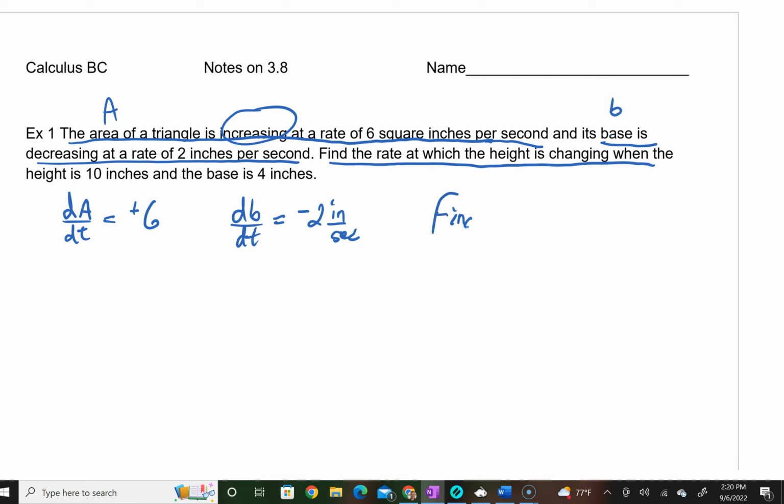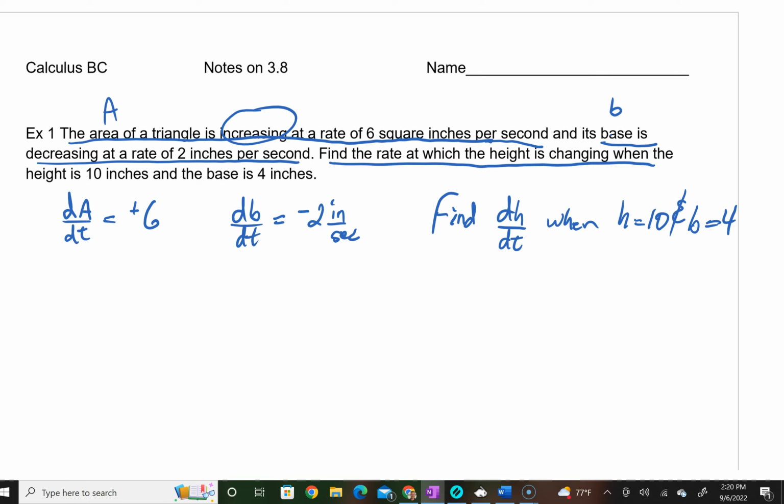So then they want us to find the rate at which the height is changing. So they're saying find, well, how is the height changing? It's a function of time. dH/dt, find dH/dt when the height is 10 and the base is 4.